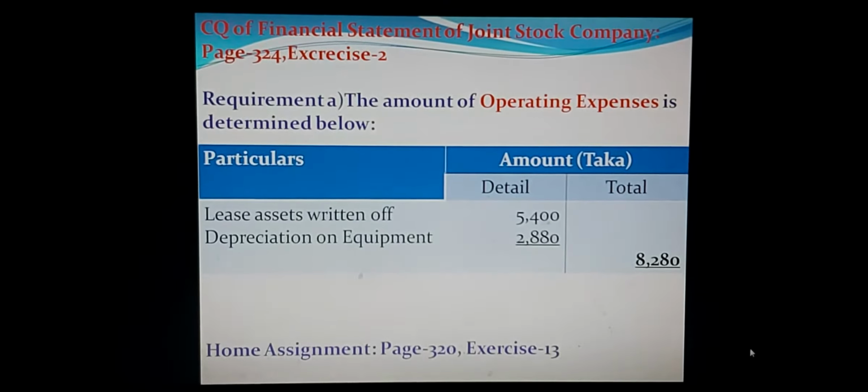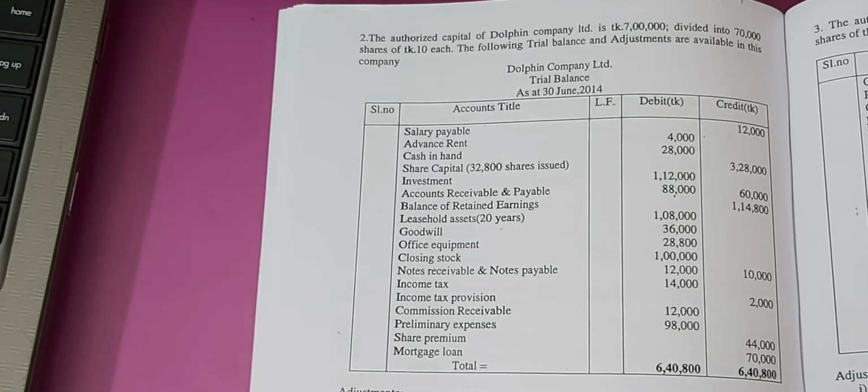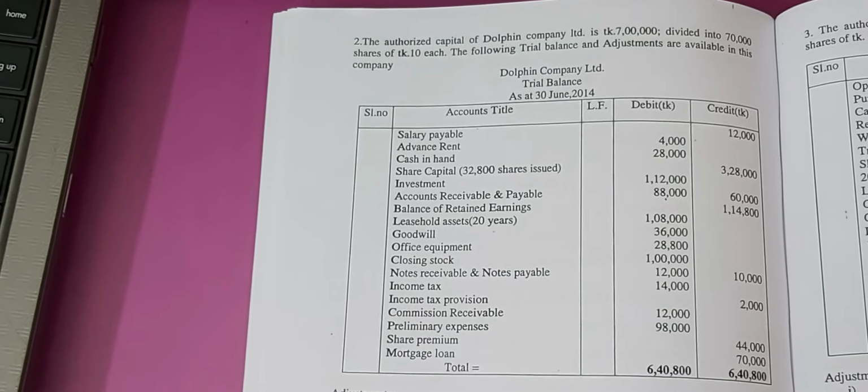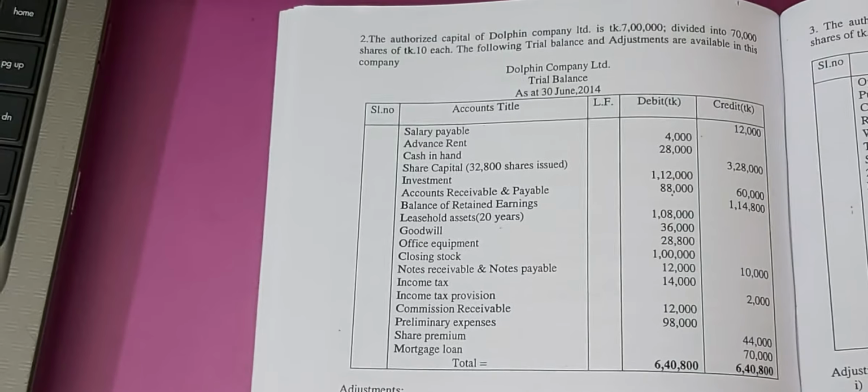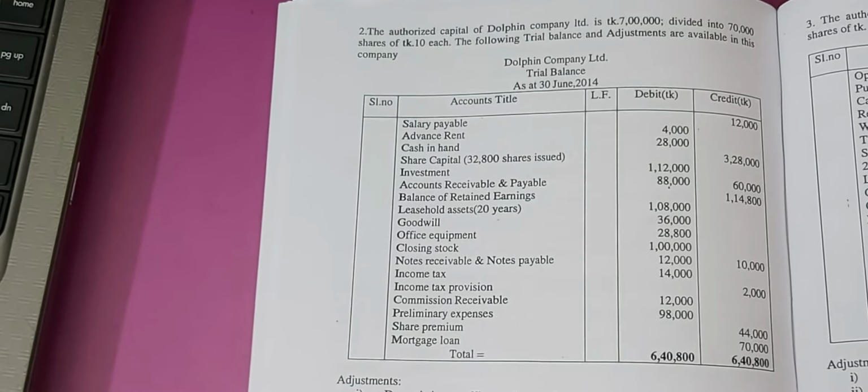Dear students, just I read it for time being, and for understanding. Exercise number 2, the authorized capital of Dolphin Company Limited is Taka 7 lakh divided into 70,000 shares of Taka 10 each. The authorized capital, that is the nominal capital or registered capital of any company. The following trial balance and adjustment are available in this company. Dolphin Company Limited, trial balance as at 30 June 2014.